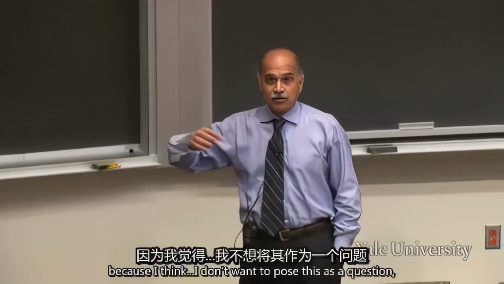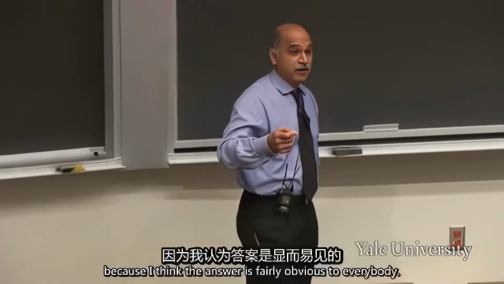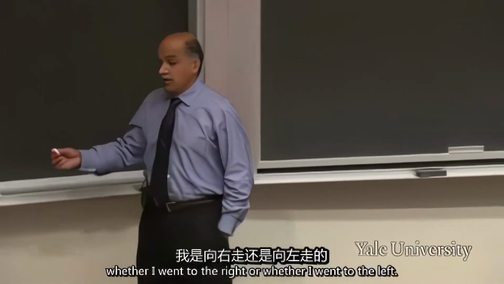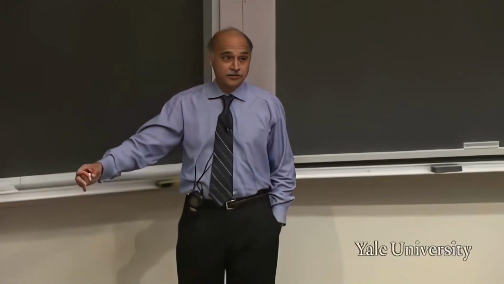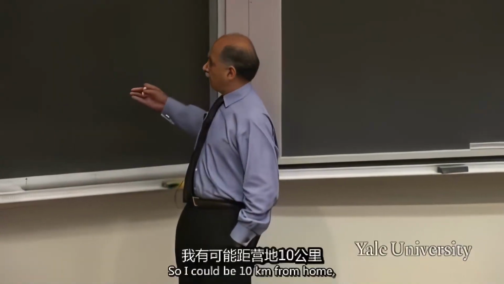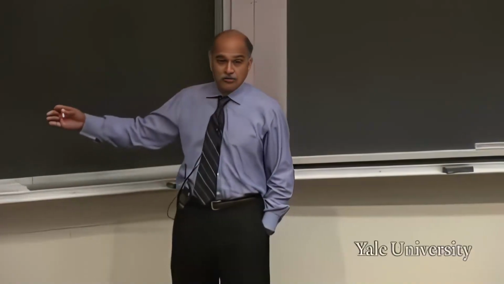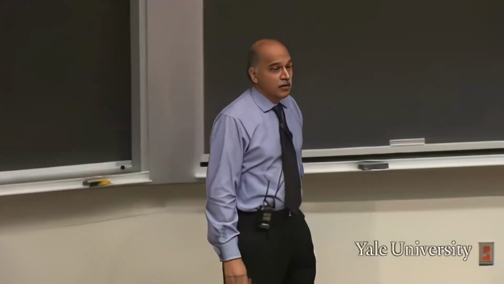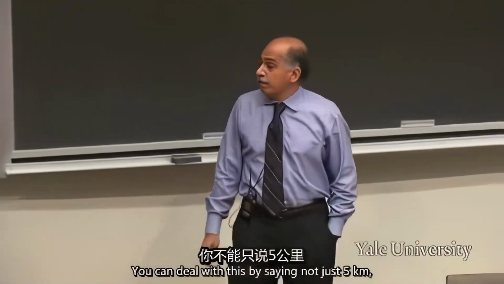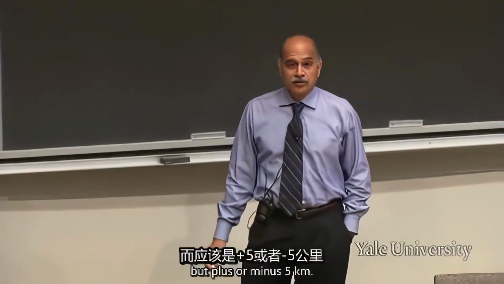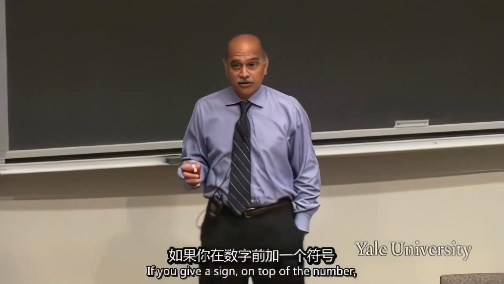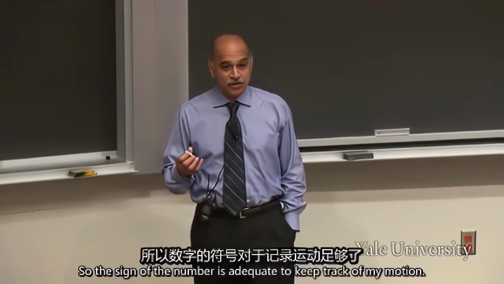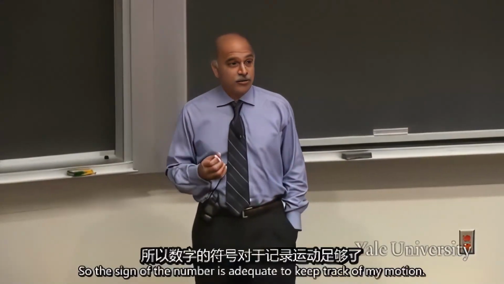Because I think I don't want to pose this as a question, because I think the answer is fairly obvious to everybody. It's not enough to say I went 5 kilometers. I got to tell you whether I went to the right or whether I went to the left. So I could be 10 kilometers from home, I could be 0 kilometers from home, or I could be minus 10 if I'd gone 2 steps to the left. But you can deal with this by saying not just 5 kilometers, but plus or minus 5 kilometers. If you give a sign on top of the number, that takes care of all ambiguity in 1 dimension. So a signed number is adequate to keep track of my motion.